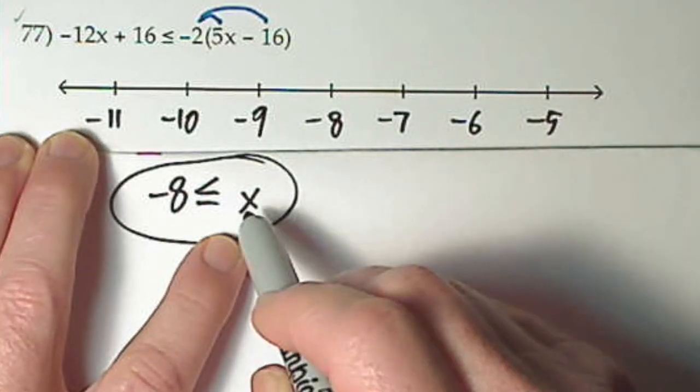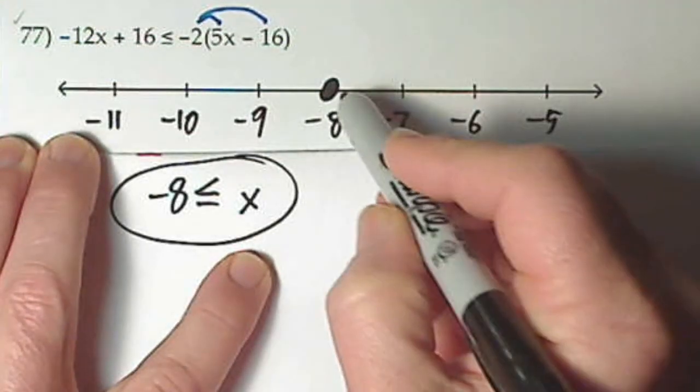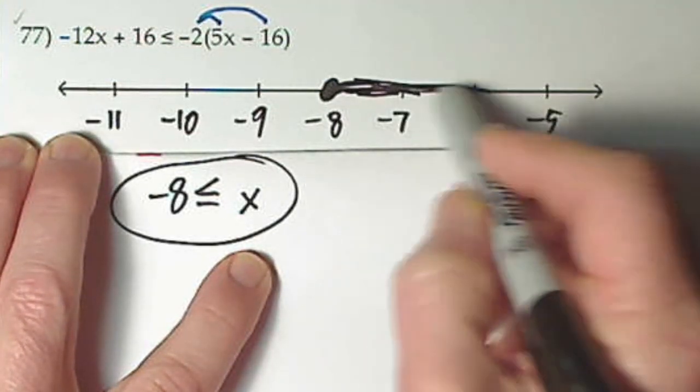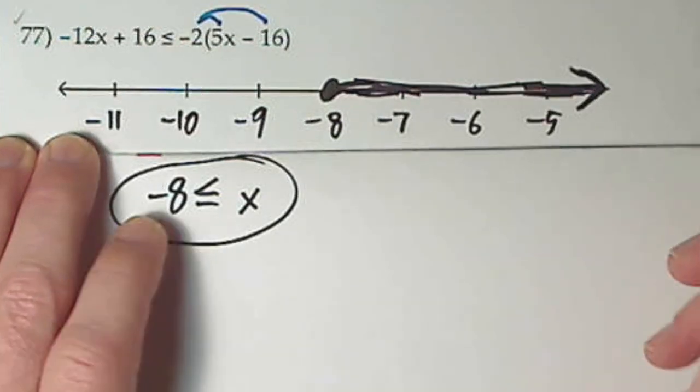I should start from here. And so that means I'm allowed to touch the negative 8, but x is all the values that are greater than that. So I shade going in off to the right and put my arrow there.